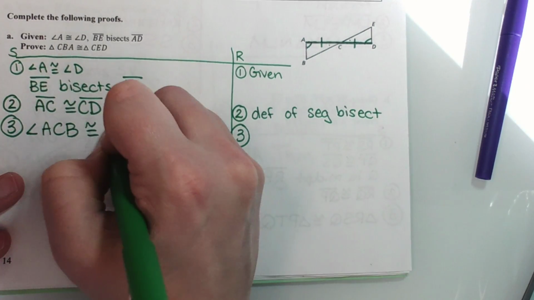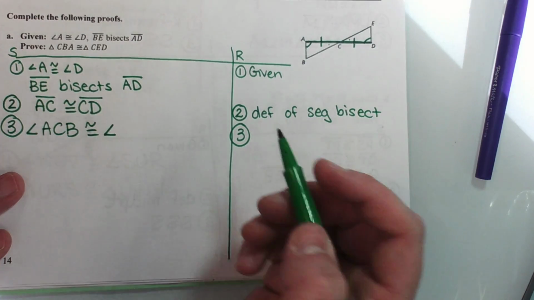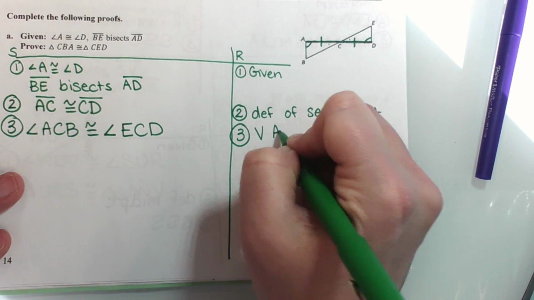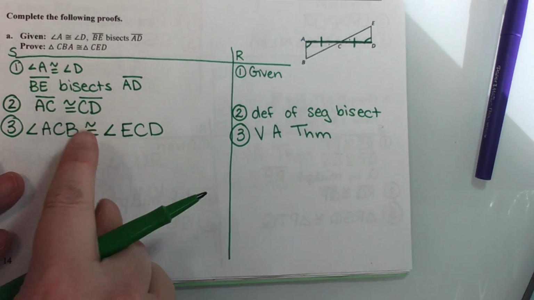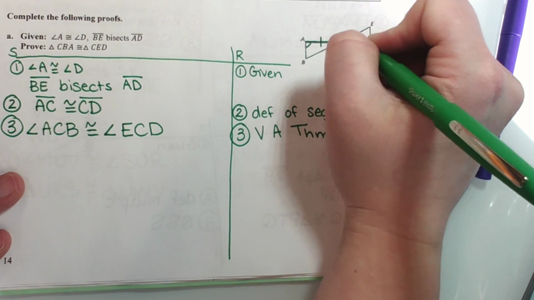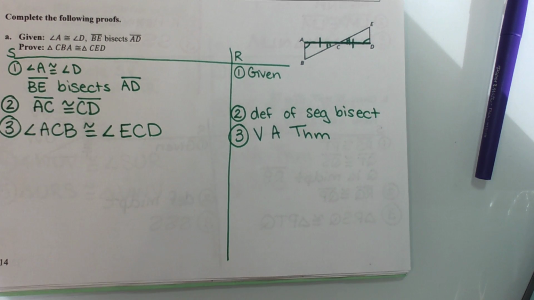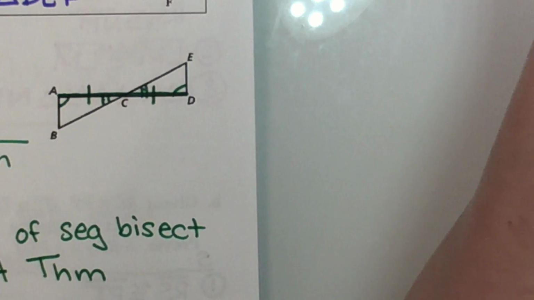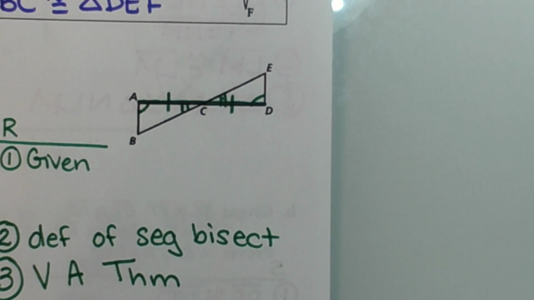is congruent to angle ECD. And that's vertical angle theorem. Mark the congruent here, mark it in the picture. How many congruents do I have? I have 3. How many do I want? 3. No, reflexive is them sharing something. We have 3 congruents.